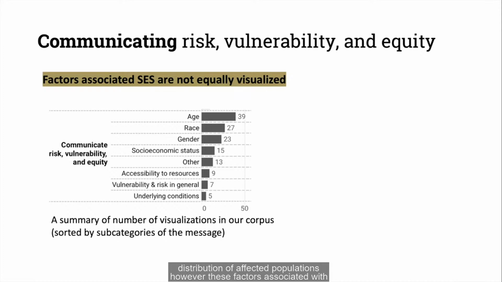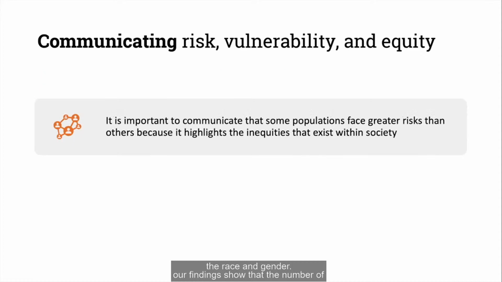However, these factors associated with socioeconomic status are not equally visualized. Age distribution was the most commonly visualized, followed by race and gender. Our findings show that the number of visualizations created by a variety of information outlets help communicate risks and unpack issues around vulnerability and equity amidst the COVID-19 pandemic.